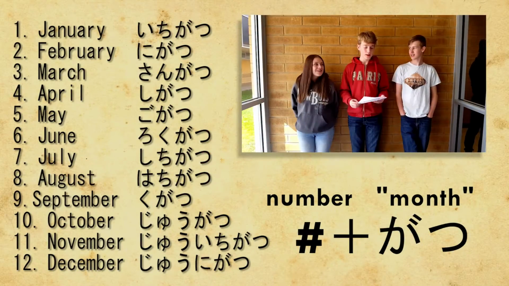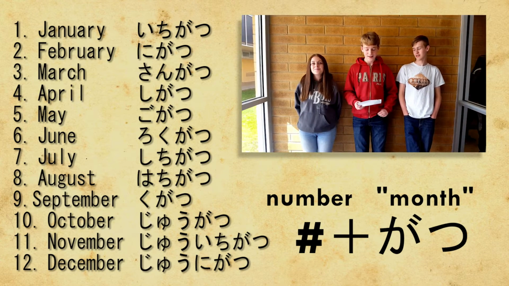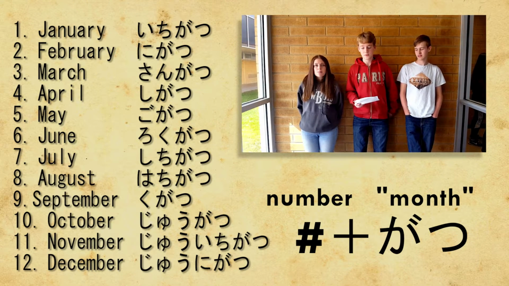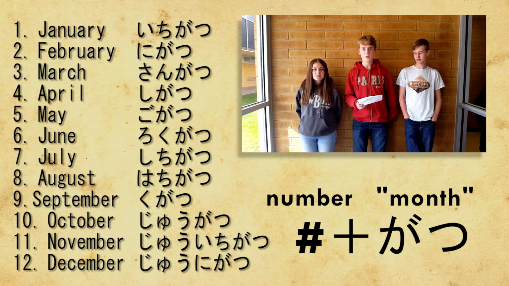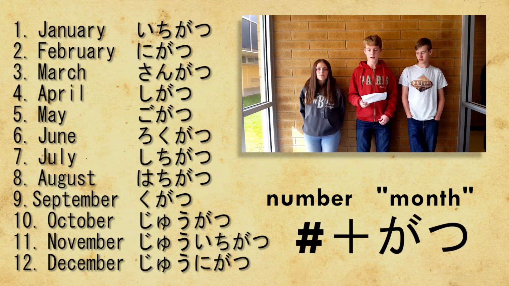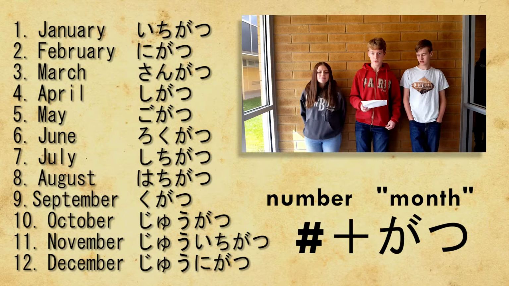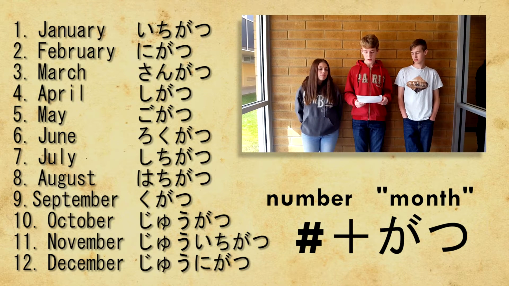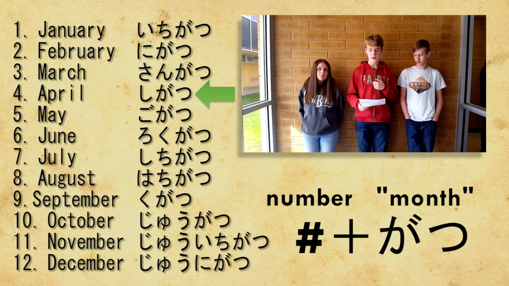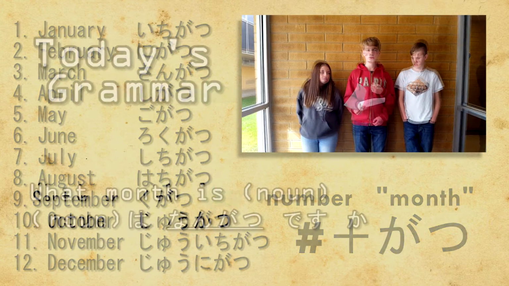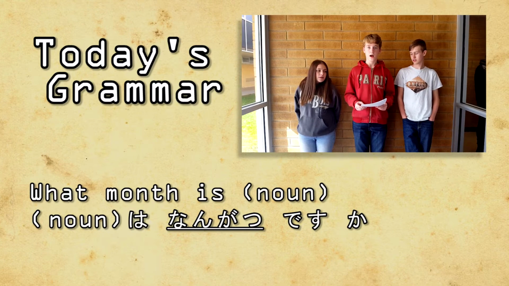Today we're talking about the months of the year. January is 1月, February is 2月, March is 3月, April is 4月, May is 5月, June is 6月, July is 7月, August is 8月, September is 9月, October is 10月, November is 11月, December is 12月. And for April and September, it's always 4月 and 9月. And when you're asking someone what month it is, you say, Nangatsu.